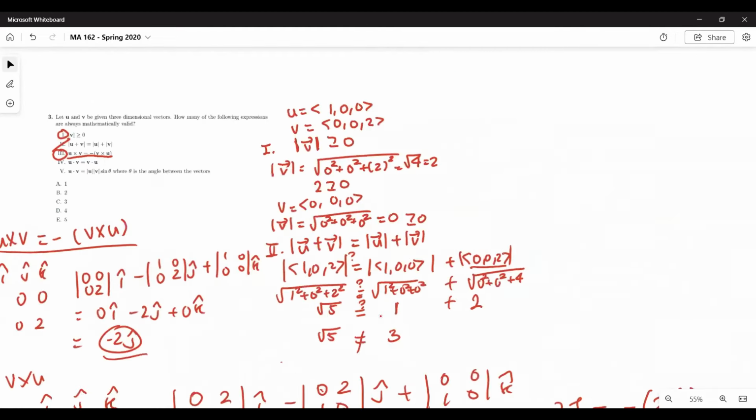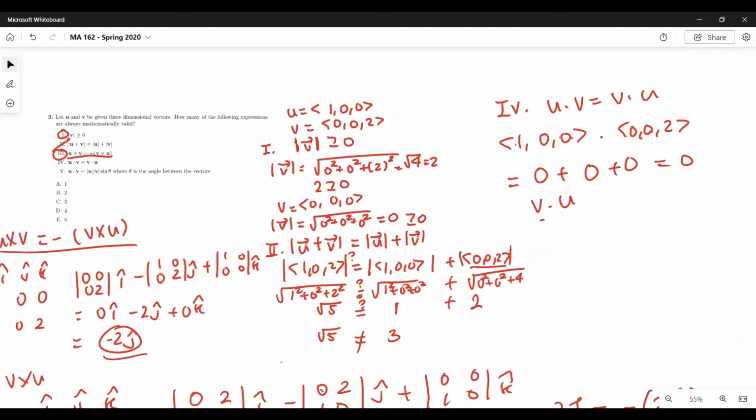And let's do number 4, dot product. u dot b is equal to b dot u. Let's do that. 1, 0, 0 multiplied by 0, 0, 2. This becomes 1 times 0 is 0, plus 0 times 0 is 0, plus 0 times 2 is also 0, so this is 0. b dot u, let's do that. b is 0, 0, 2 and u is 1, 0, 0, and this just becomes 0 times 1 is 0, plus 0 times 0 is 0, 2 times 0 is 0. This is all 0, so these values are equal to each other, so 4 works.